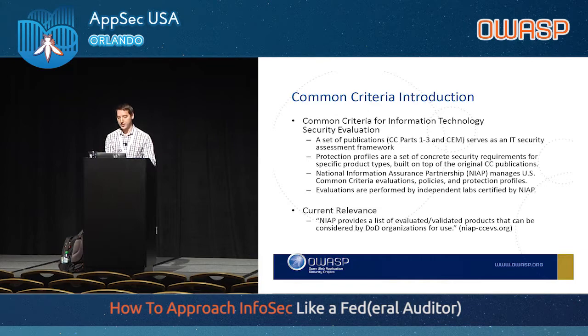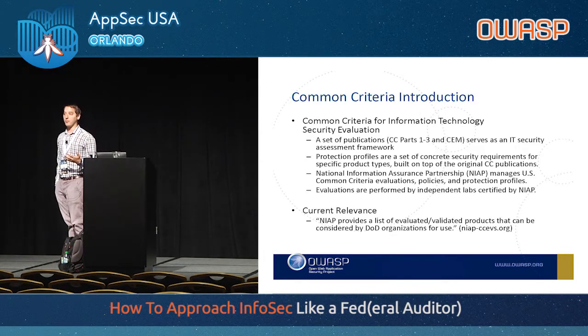A little bit about Common Criteria. It is also a set of security requirements, but it's structured a little bit differently. The initial set of publications were released some time ago. It's comprised of CC parts 1 through 3, and SEM, and those essentially act as a framework. And then they are instantiated in something called protection profiles. Those are the set of concrete security requirements for specific product types, and they're built on top of the original CC document.